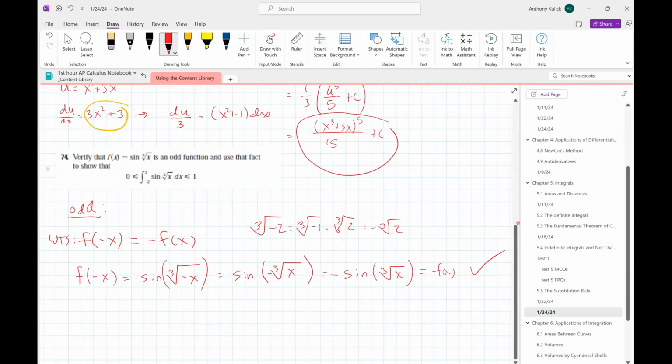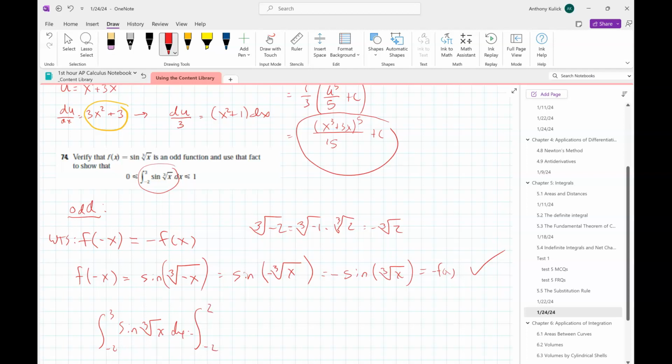And now it wants us to verify that this integral is between 0 and 1. Yes. Because cosine is an even function, yes. So you wouldn't be able to do negative, like out of the... Cosine of the cube root of x is an even function. Oops, forgot to write dx.